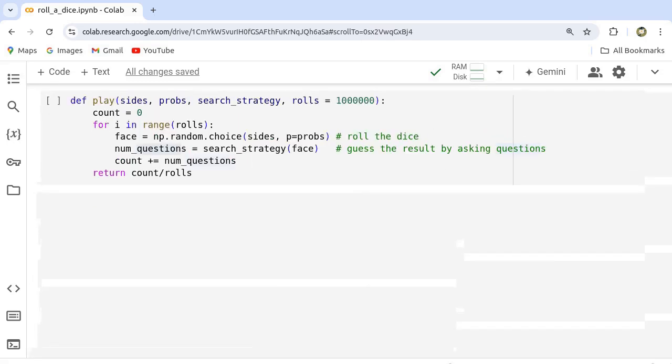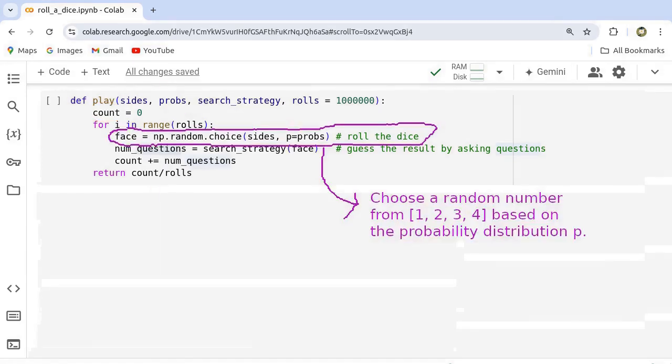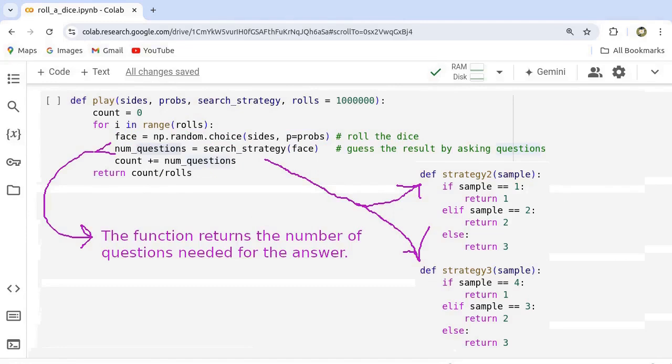Now let's define a function that rolls the die 1,000,000 times and calculates the average number of questions required to reach the answers. The function takes parameters such as the number of sides, probabilities, and questioning strategies. The variable count accumulates the total number of questions asked in the 1,000,000 rolls. Face represents a random number selected from the available sides, based on the given probability distribution. The questioning strategy can be either strategy 2 or strategy 3.